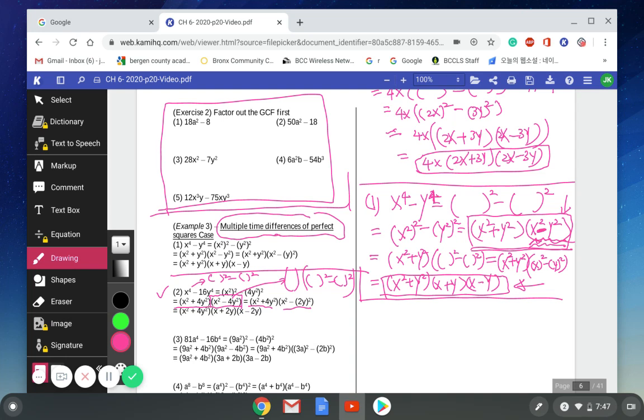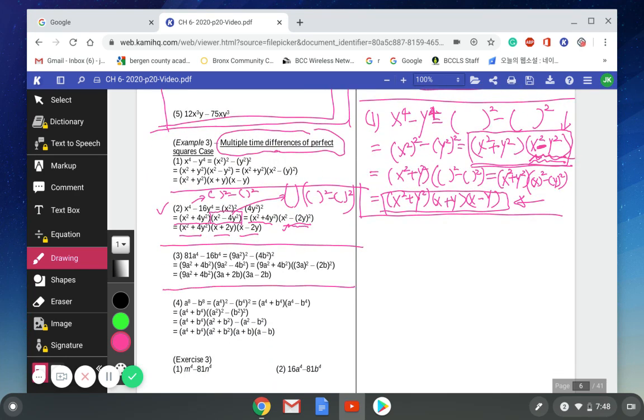So now you are able to do that. Then you rewrite the first part and the second part you do one more time. Okay. So x plus 2y and x minus 2y. So we call this kind of factoring, we say as factor completely to the end. Okay.